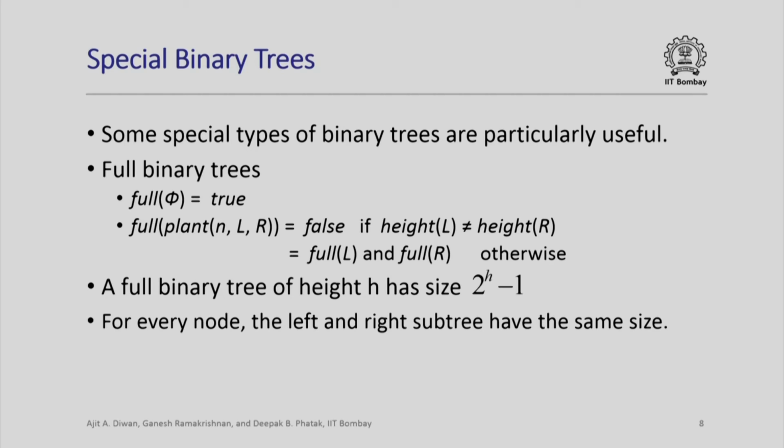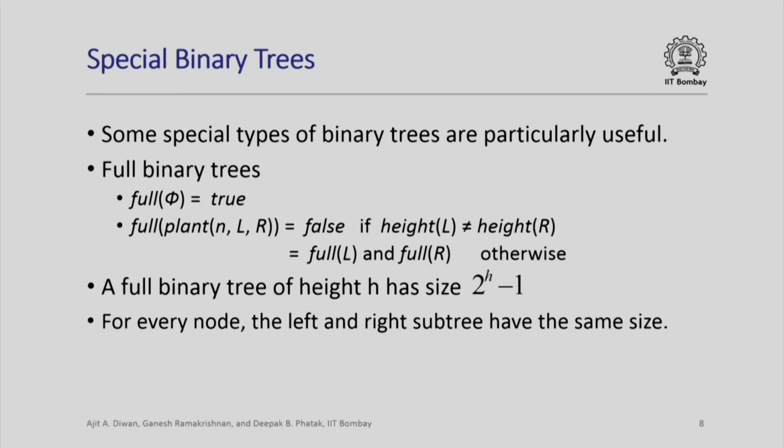So, there are some special types of binary trees which are very useful in some applications. So, we again define them as a function which returns true if the tree has that property, otherwise it returns false. So, full trees are defined as follows: the empty tree is always considered to be full. Full of a tree obtained by planting L and R at node n: if the heights of L and R are different, then this is false, it is not a full tree. Or if the heights are equal, then both L and R must be full, in which case full of plant N L R will be true.